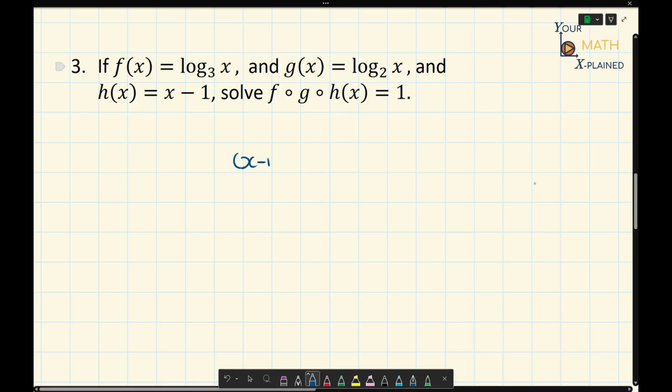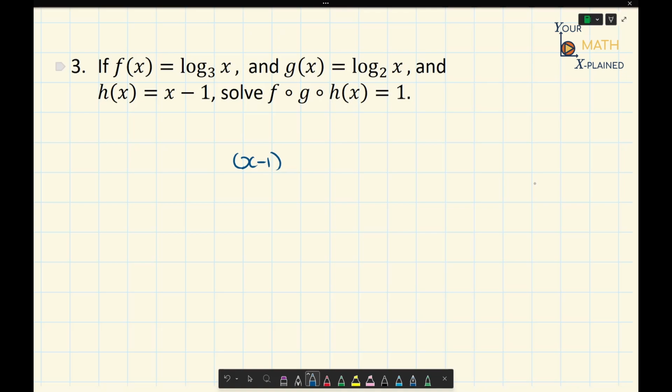So we start with x minus 1. That goes into our function g, which is log base 2 of x. So that becomes log base 2 of x minus 1. And then we're taking this as input and putting it into our function f, which is log base 3. And then this is our input. So this is our composite function f of g of h of x. So this is equal to 1.